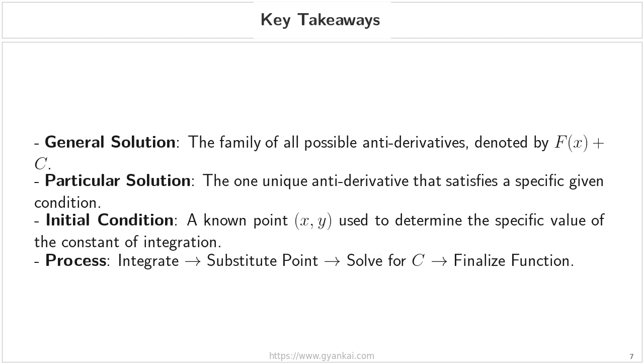Finally, let's quickly run through the process we follow to find this particular solution. It's a four-step process. First, we integrate the given derivative to find the general solution. Then, we substitute the point, meaning we plug the x and y values from our initial condition into the general solution. Next, we solve for c using basic algebra. And finally, we finalize the function by plugging the value of c back into the general solution, giving us our particular solution.